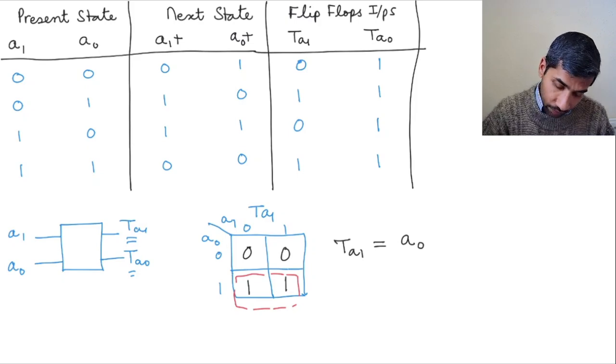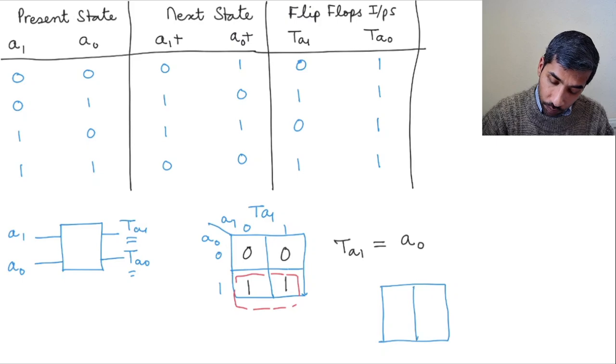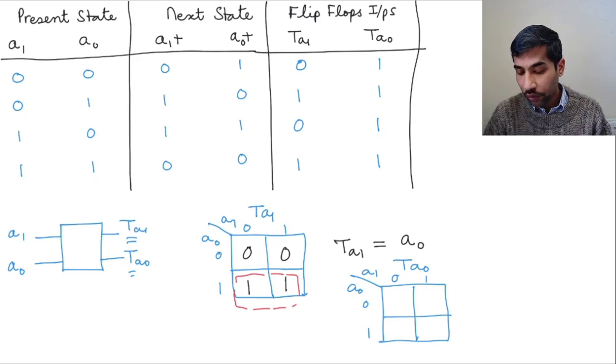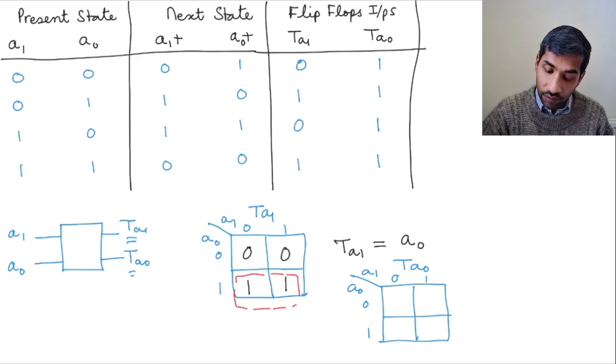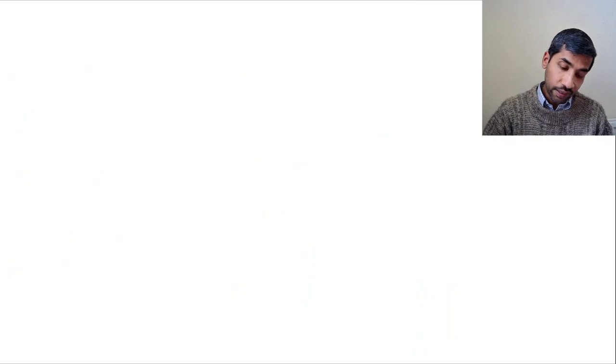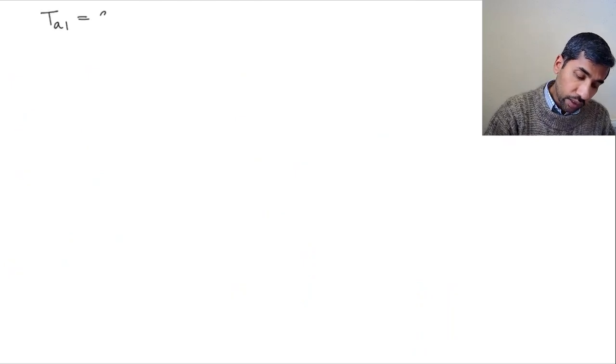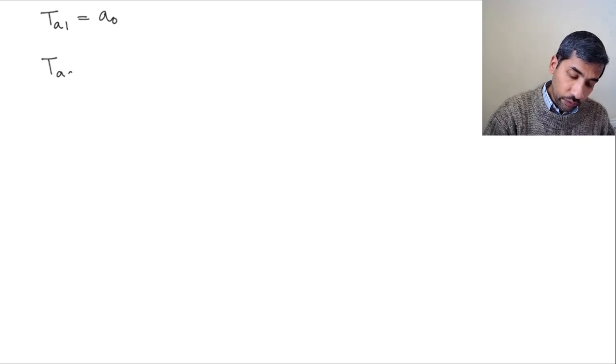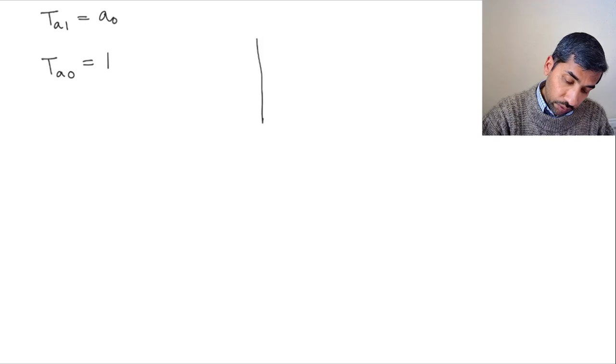Now let's try to do the same thing for TA0. So let's try to draw another K-map here. And this particular K-map is for TA0. So you have A1 and A0. The values are 0, 1, 0, 1. So you can see from here what you get. You have all ones. Well, you don't even need to write the K-map, right? You can just say, just by observation, that TA0 is always going to be equal to 1. Okay. So the two Boolean expressions that we got were TA1 equal to A0 and TA0 equal to 1.